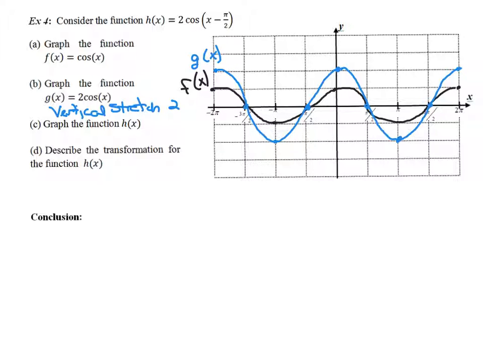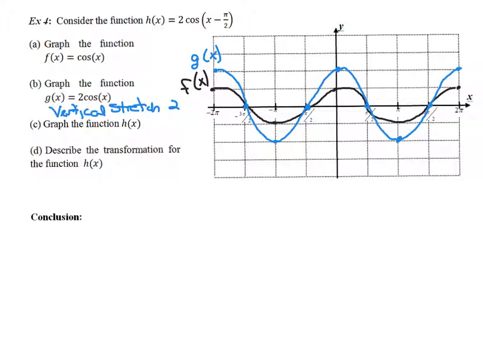Now check your graph carefully. Make sure that the x-intercepts for the black graph and the blue graph match. And make sure that your heights go all the way up to 2 and the valley parts go all the way down to -2. Now for our last transformation, we're going to look at this equation for h of x.